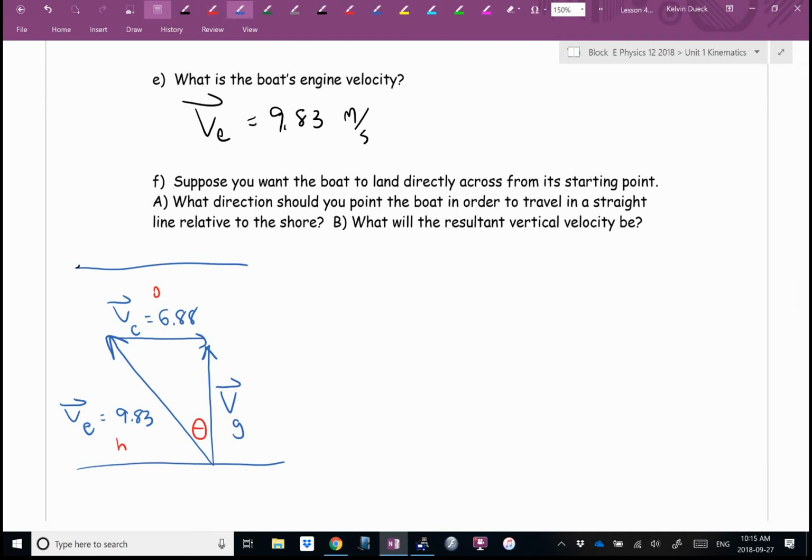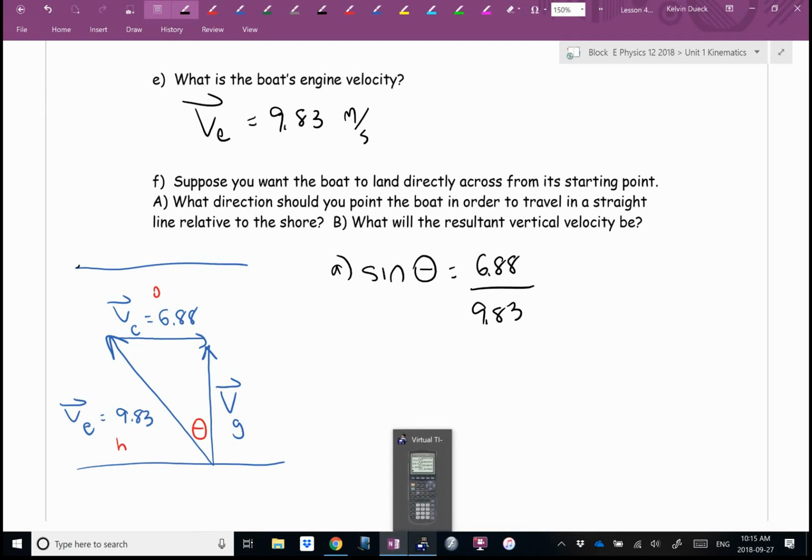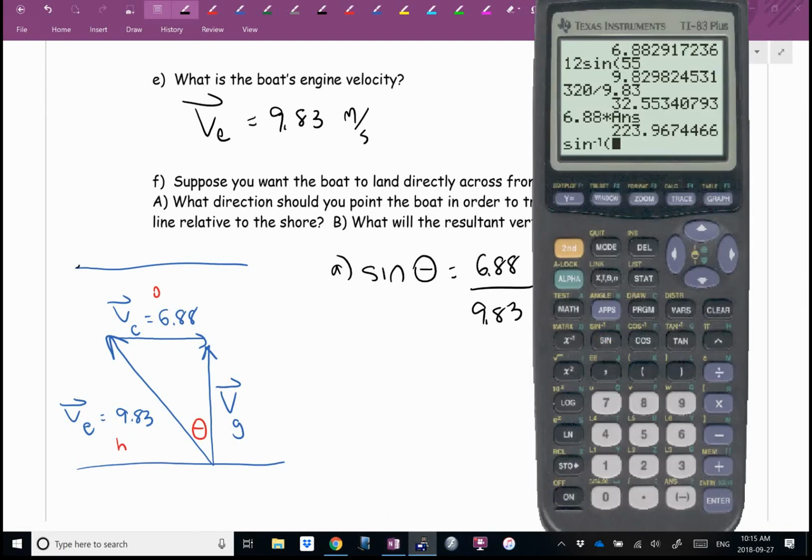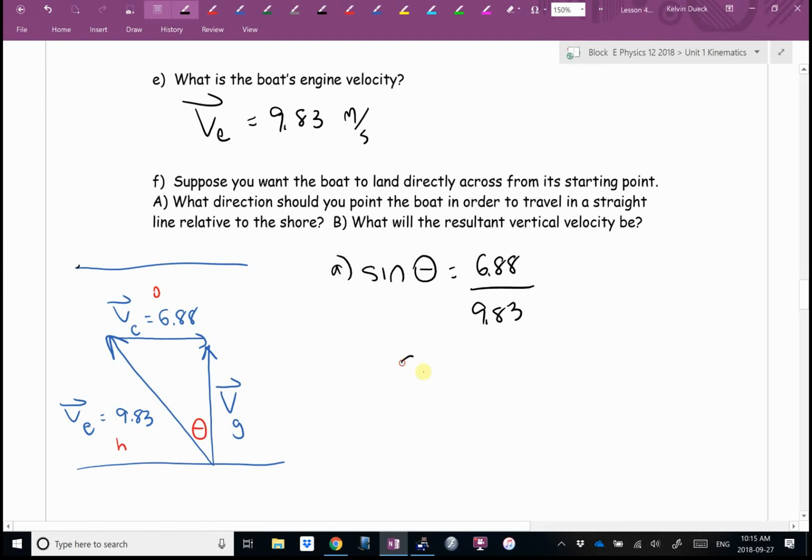So we have for part A, sine theta equals opposite over hypotenuse. Shift sine is going to be 6.88 divided by 9.83. We have to point this at a 44.4 degree angle. North of south, east of west, what of what? This is also west of north.